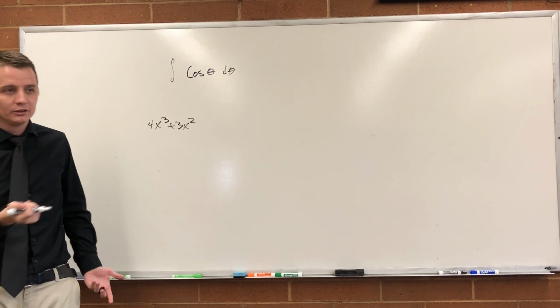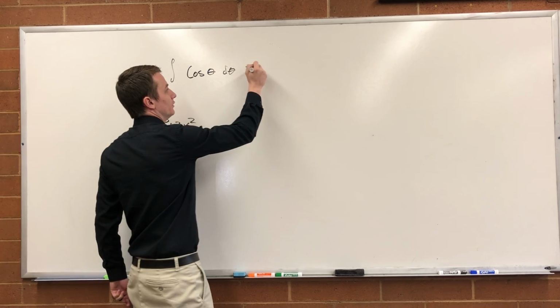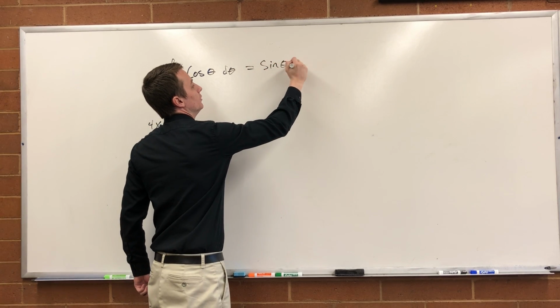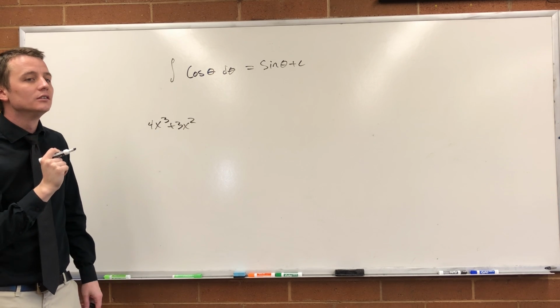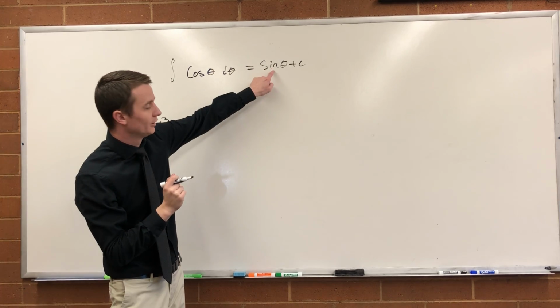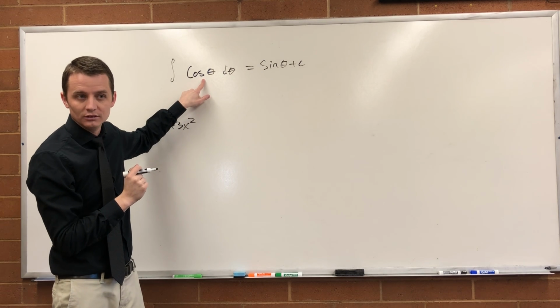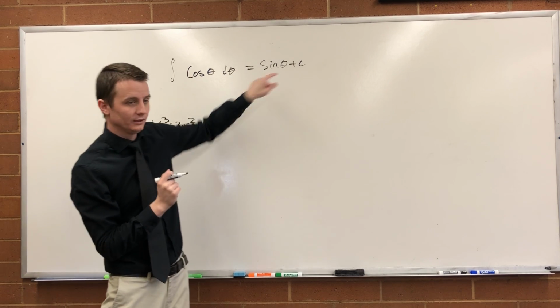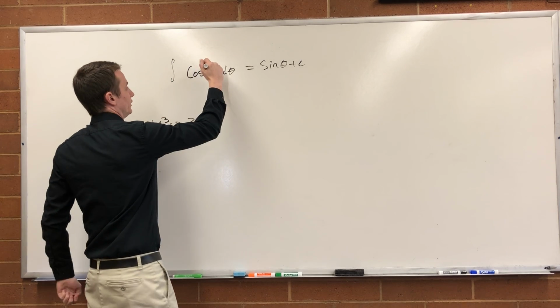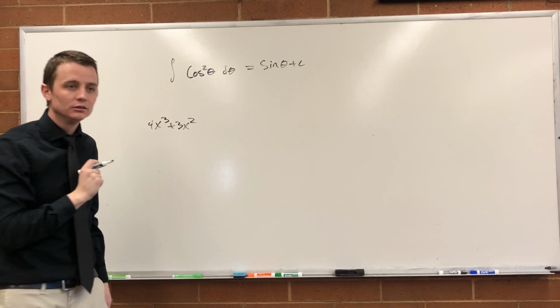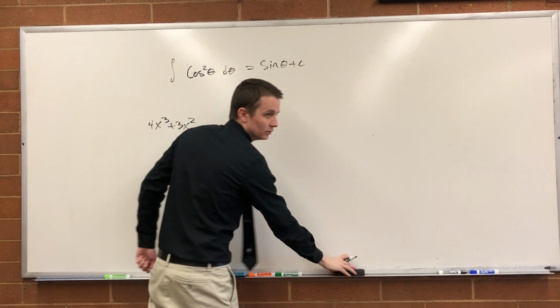If it's just cosine, what's the integral of cosine? Negative sine. Let's see, the integral, not the derivative. You take the derivative of that, you get that. So you take the integral of that, you get that. But then suddenly when we put the squared there, it gets a lot harder, and now we're not sure what to do.